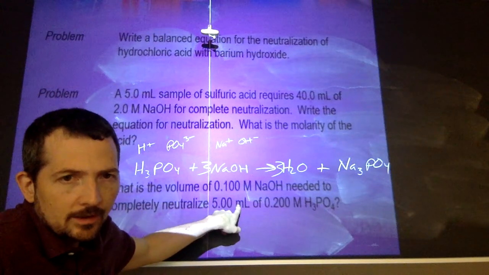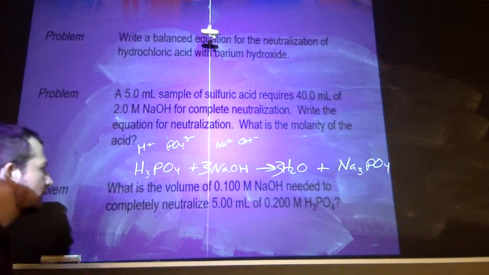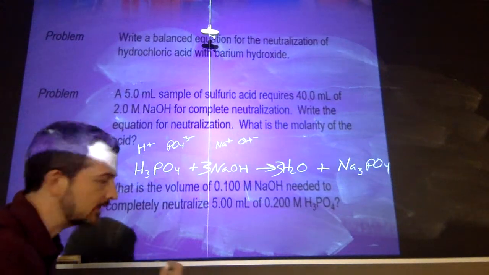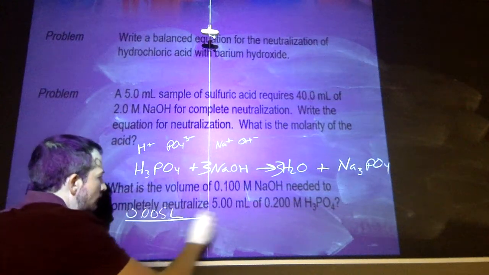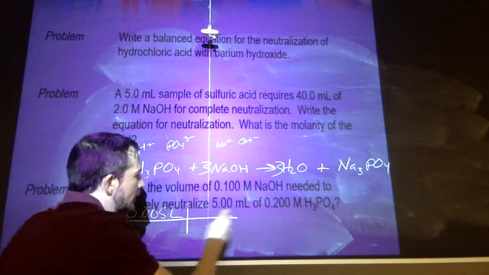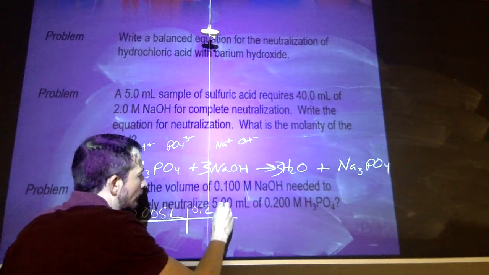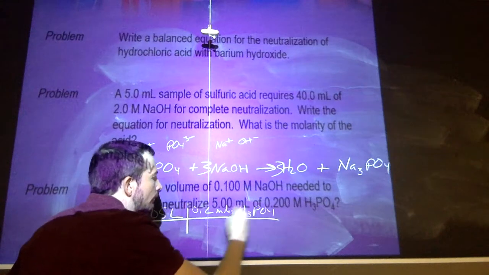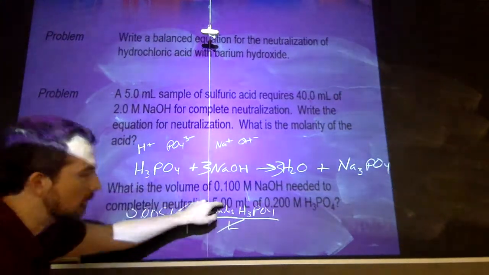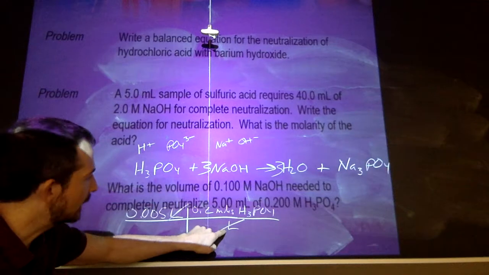So take this volume, so 5 milliliters is 0.005 liters. You can just divide by 1,000. You don't want to skip that step. And 0.2 molar. So I put moles on top so my liters will cancel out.